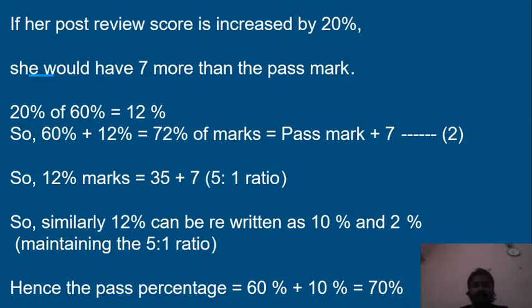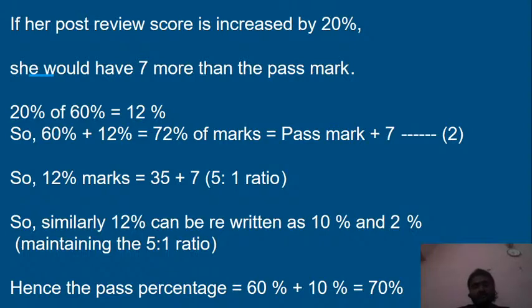So now I have to find out the passing percentage. So now I write 12% can be written as 10% and 2%, which is 5 is to 1, and why 10% and 2%, because 12% of x is 35 plus 7, which is in the ratio of 5 is to 1. So 12% we again break down in the same ratio, that is 5 is to 1, and this 10% that we broke out is the extra marks you would have got. So this is a shortcut.